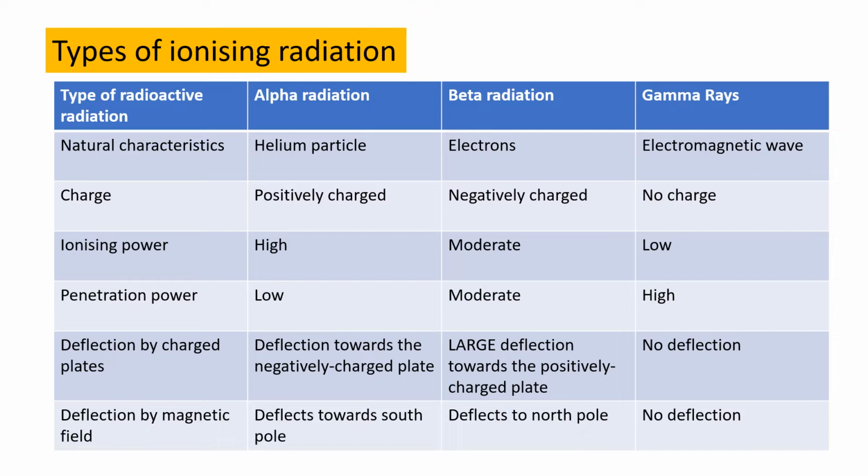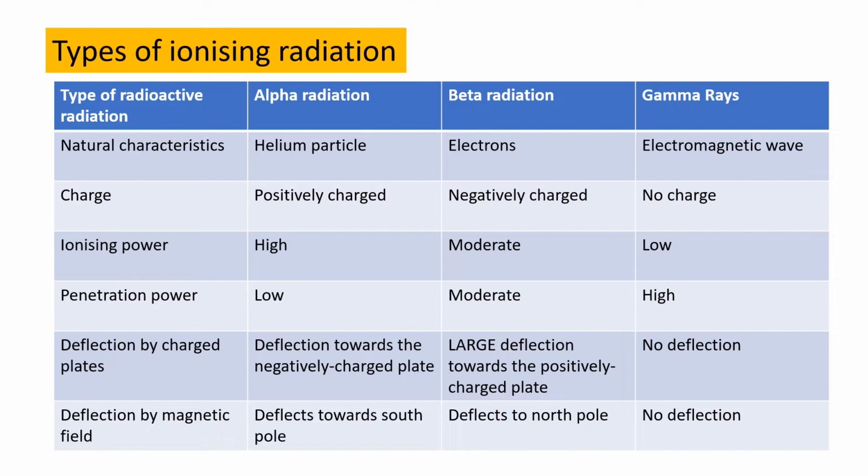So now alpha radiations are positively charged. They are massive. They're huge, right? Beta radiations are negatively charged because they mostly consist of electrons. And the gamma rays, which are EM waves, electromagnetic waves, have no charge because, well, they don't have particles. They're just a ray, right?